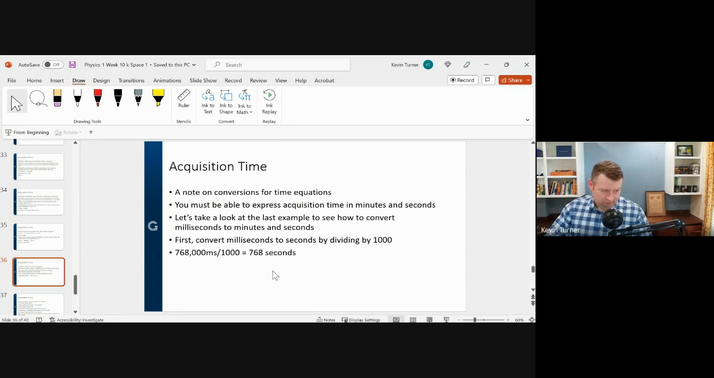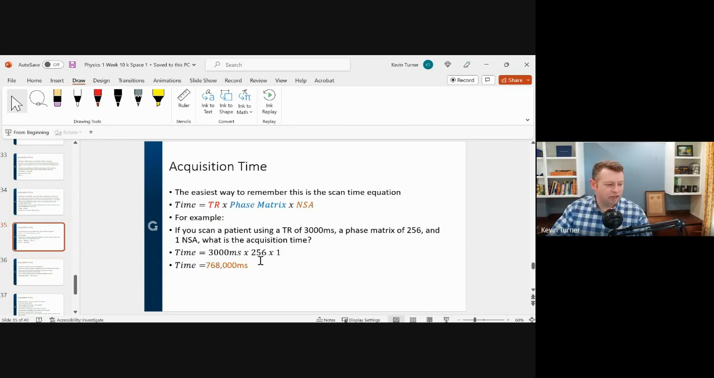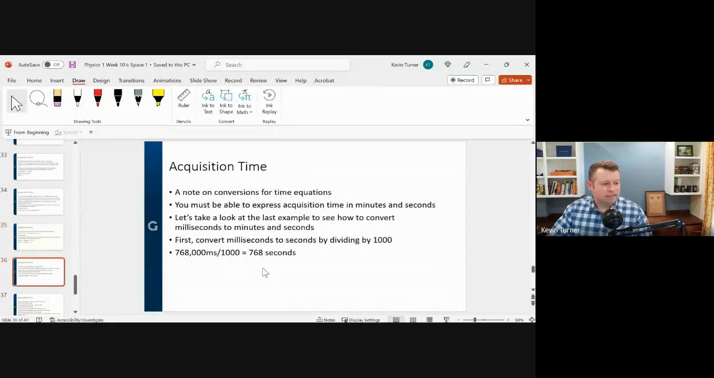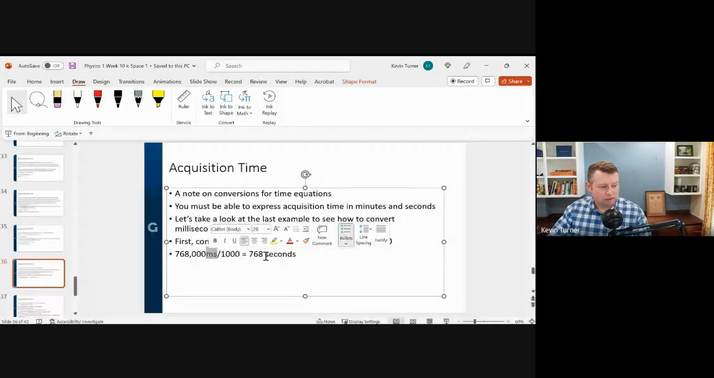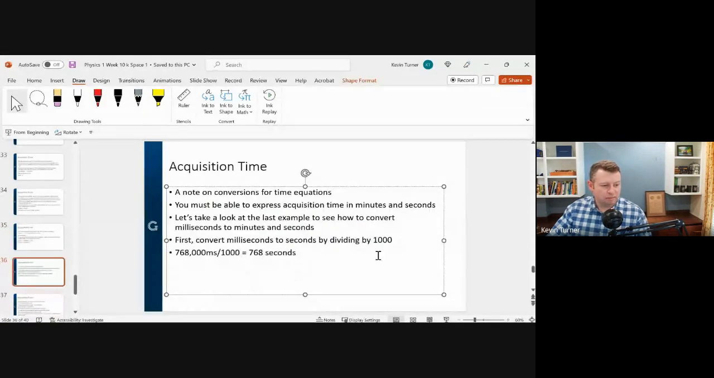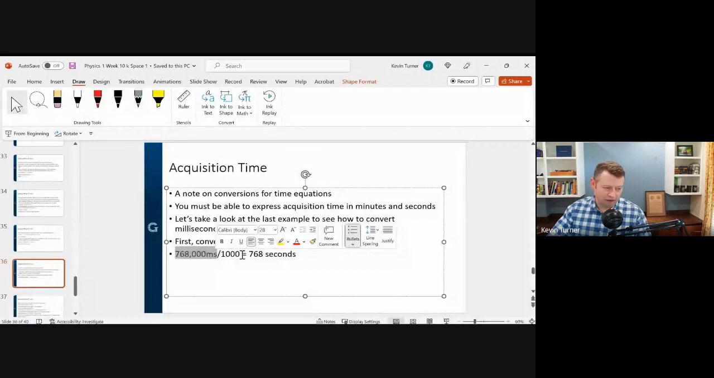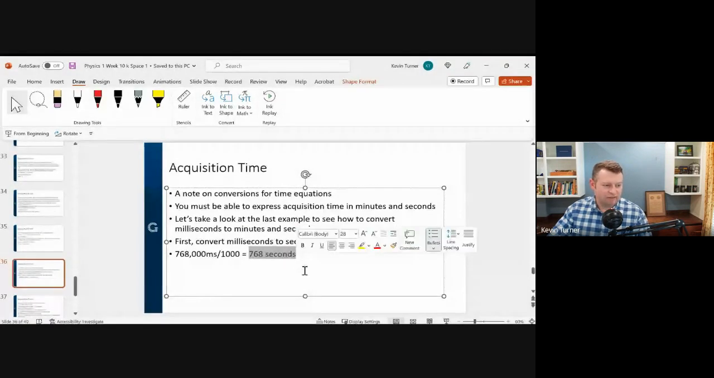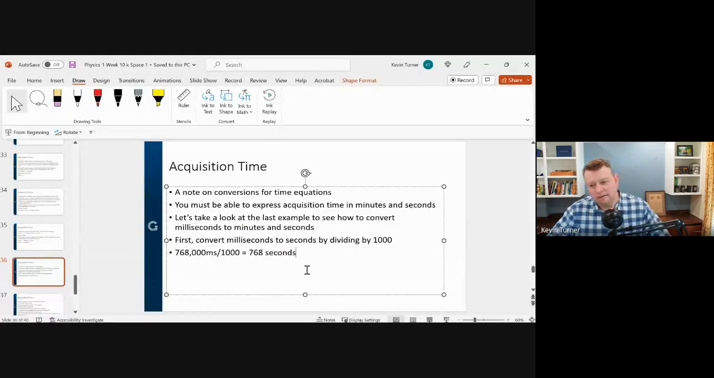Okay, so let's talk about how to change this into the correct answer. Step 1, you're going to have to convert it from milliseconds to seconds. You do this by simply dividing by 1,000. So 768,000 milliseconds divided by 1,000 equals 768 seconds. That's step 1. You have to convert it from milliseconds to seconds.